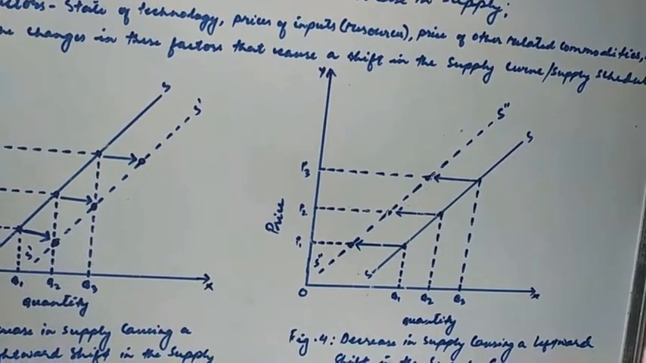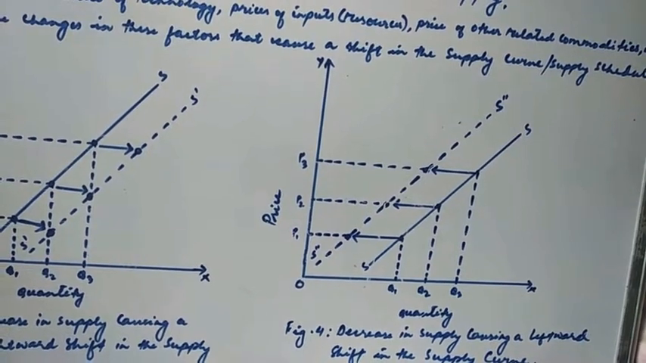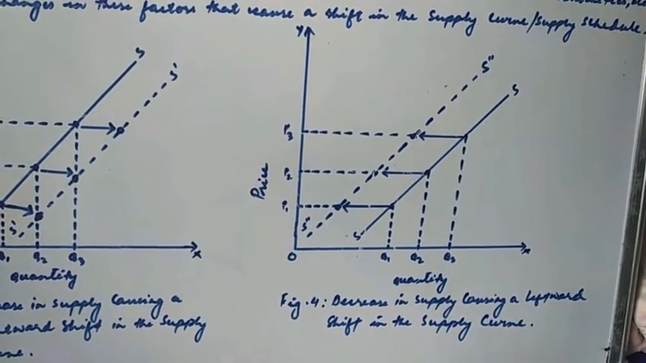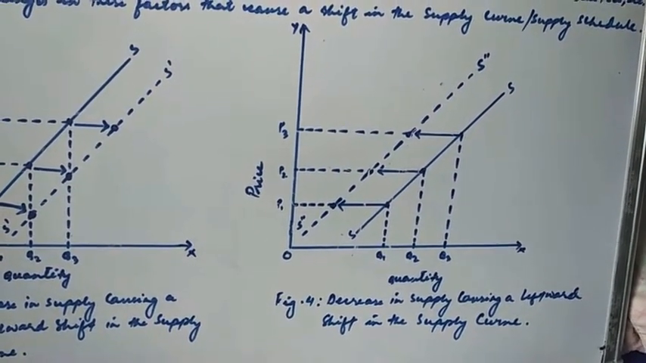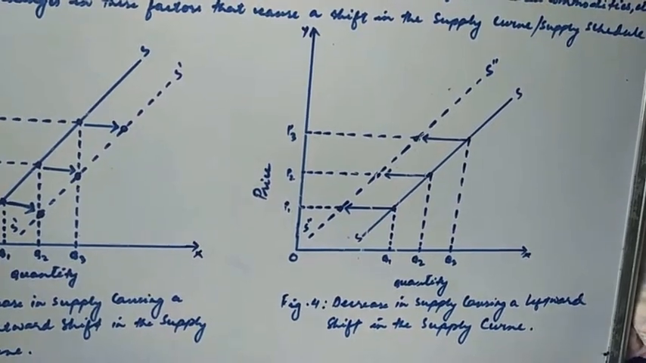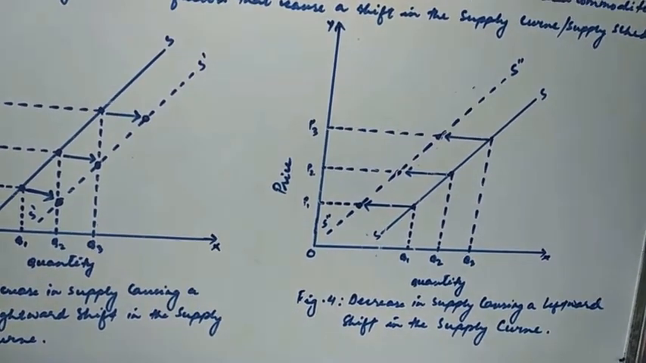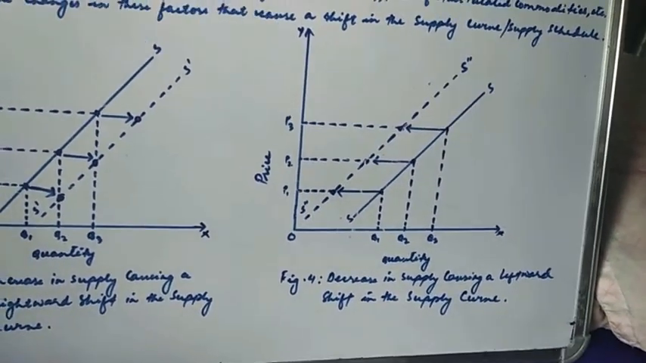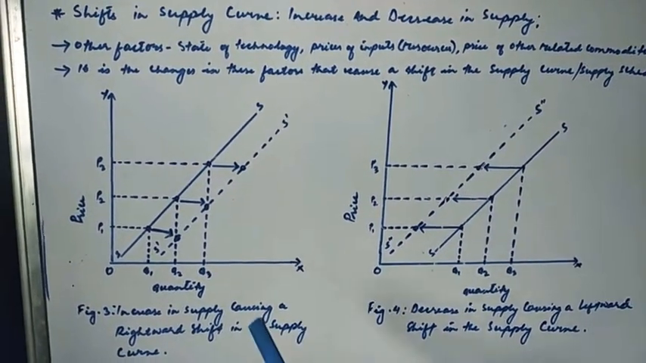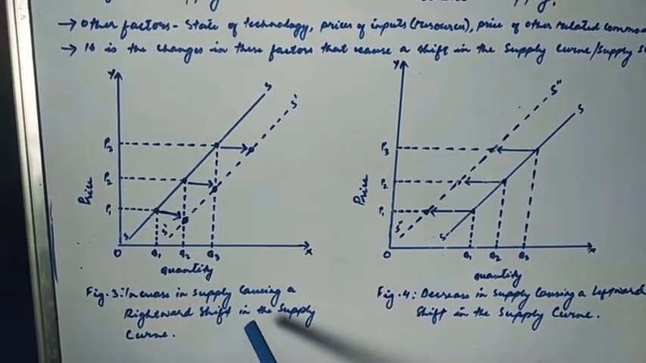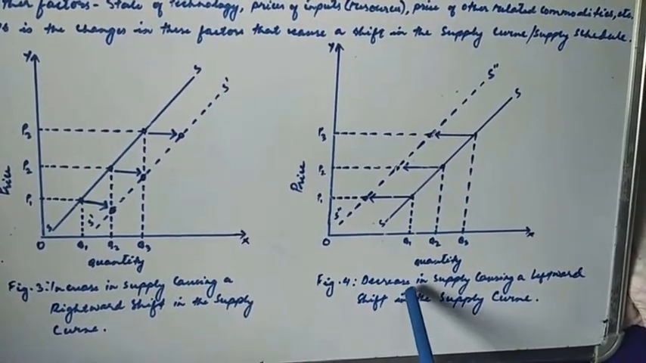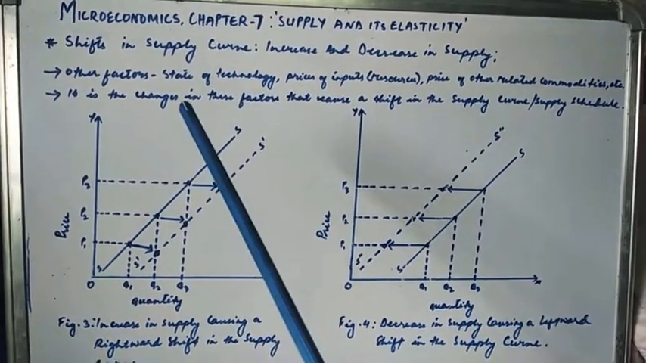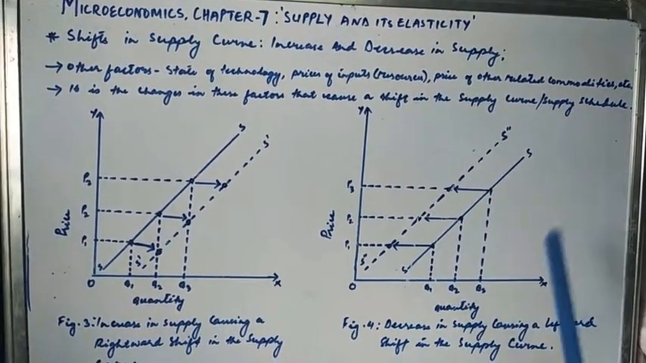So when there is an increase in the price of wheat, the farmers or the producers will produce more wheat, and the supply of other commodities such as pulses will reduce, because of the rise in the price of the other commodity. So that is the increase in the supply causing a rightward shift in the supply curve, and the decrease in the supply causing a leftward shift in the supply curve. That is all about shift in the supply curve, that is, increase and decrease in supply.